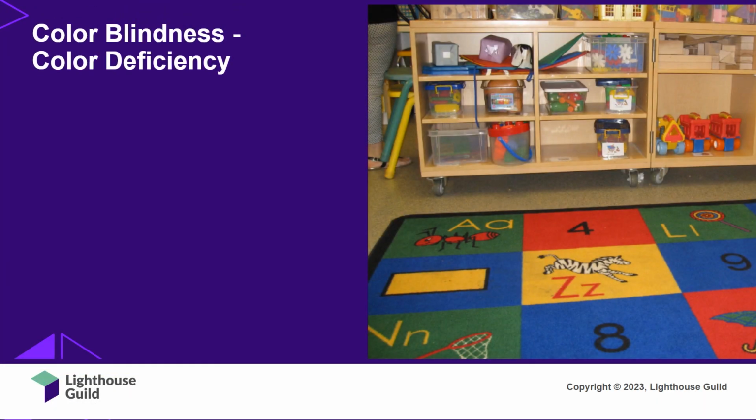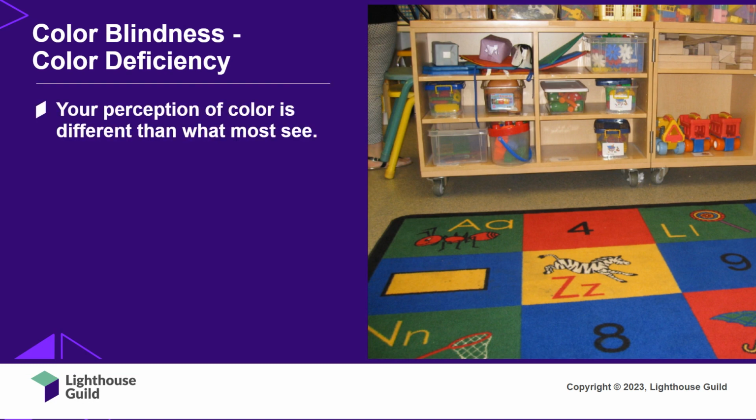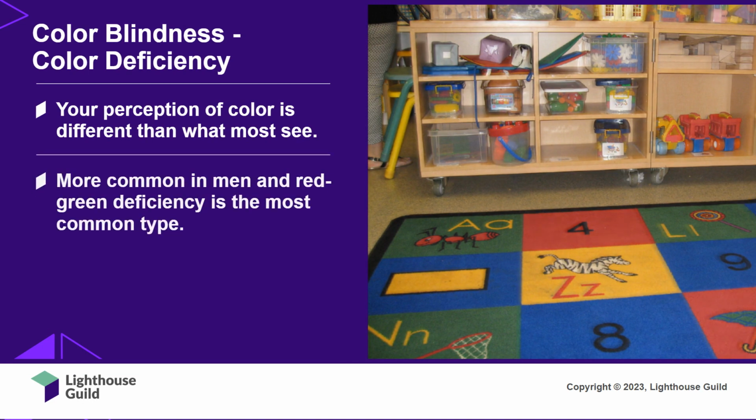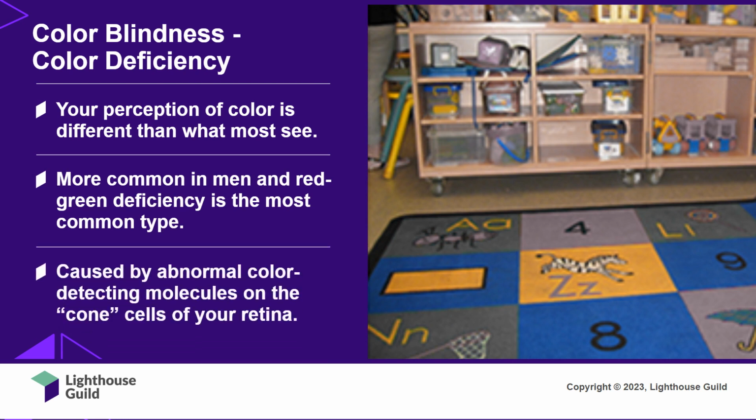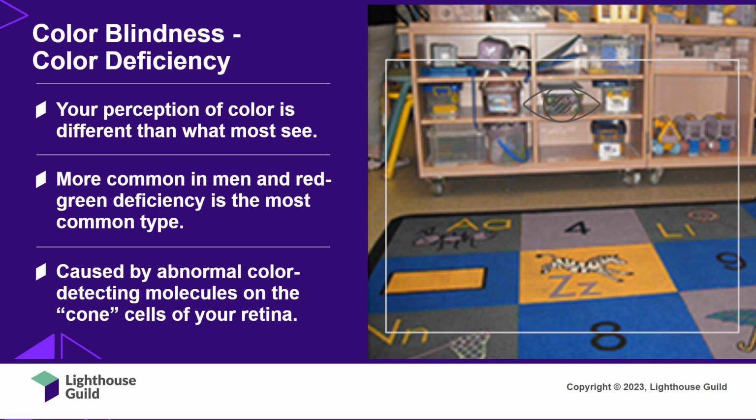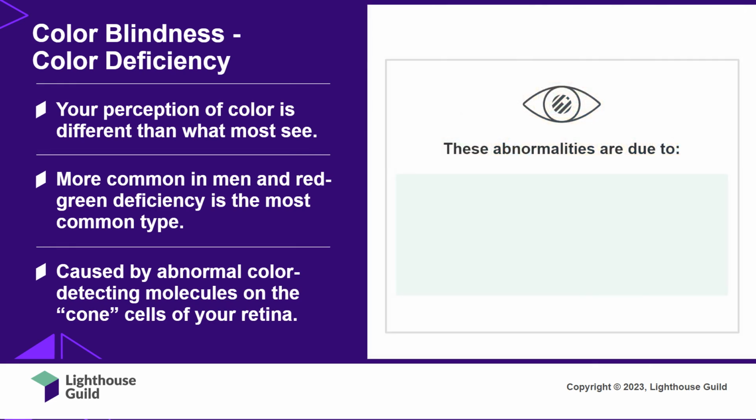Color blindness, also referred to as color deficiency, is a condition in which your perception of colors is deficient and differs from what most people see. It is more common in men than women, and red-green color deficiency is the most common type. Color blindness is caused by abnormal color-detecting molecules on the cone cells of your retina. These abnormalities are due to defects in genes, typically on the X chromosome.